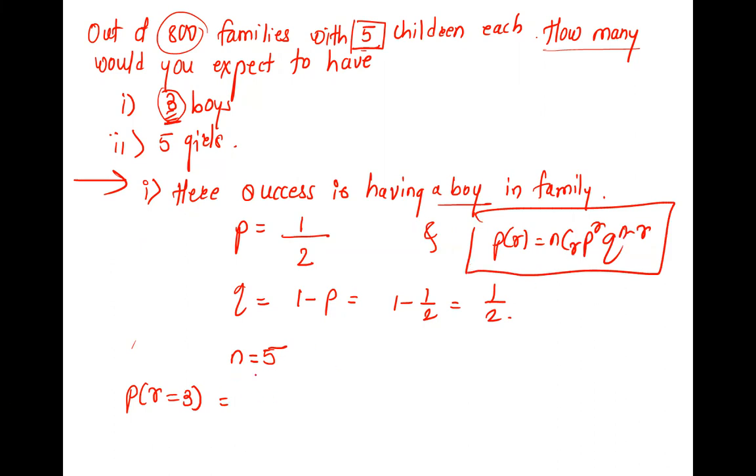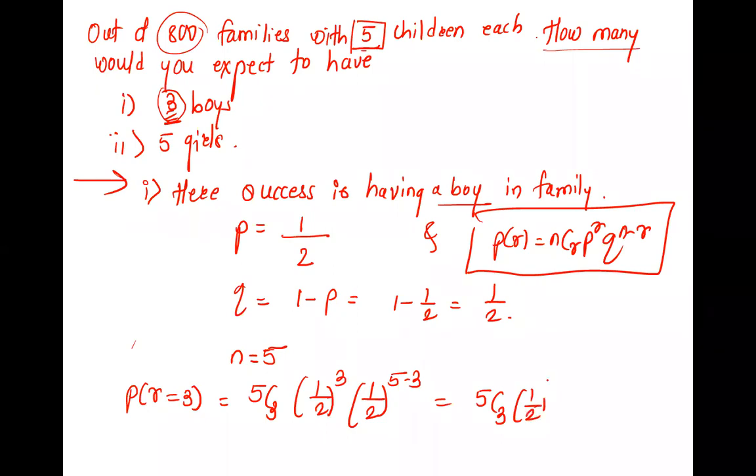Put R is 3 here, N is 5. So 5C3, P is half, half raised to 3. Q is again half, half raised to 5 minus 3. Do this. Five minus 3 is 2. And half and half is the same, so it is 1 by 2 raised to 5. You can do that also. Sure, tell me.